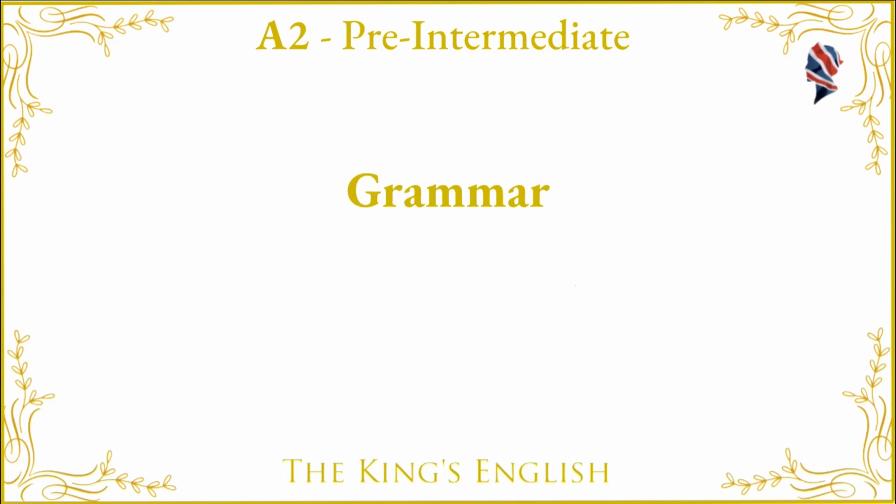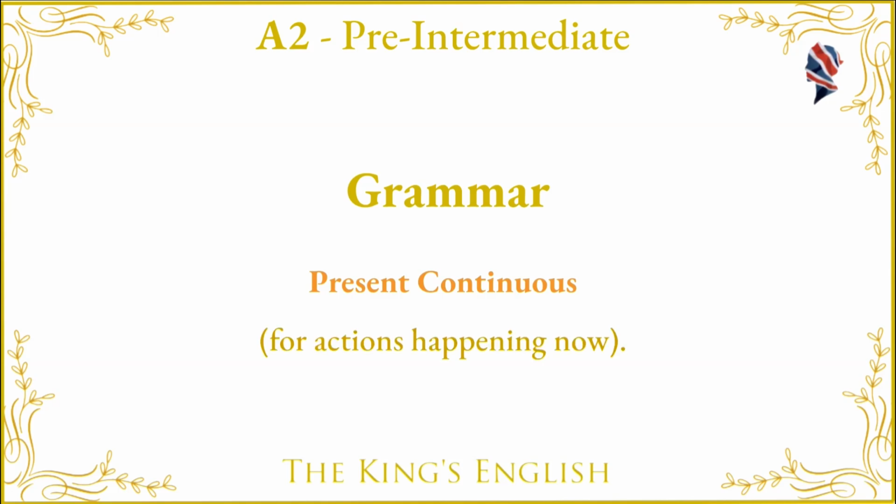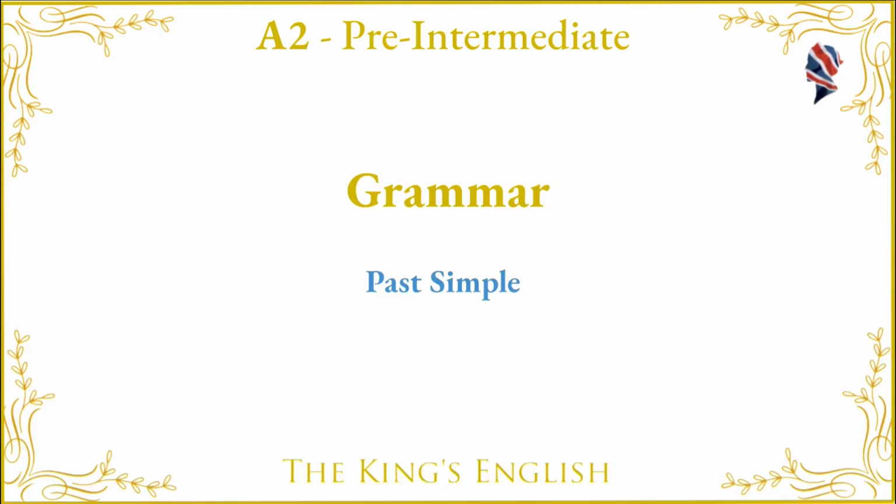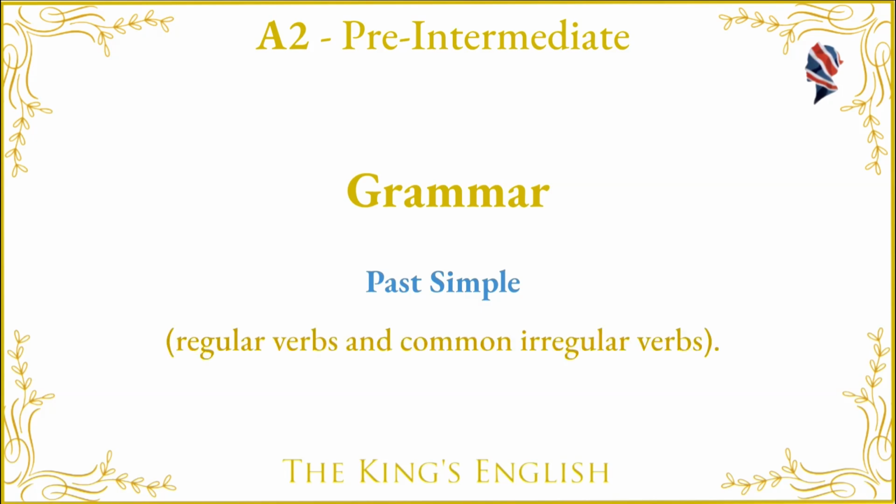Grammar. Present continuous for actions happening now. Now being able to use the ing form. Past simple. Regular verbs and common irregular verbs. To be able to talk about something that happens a lot, something that is happening now, and something that happened yesterday, for example.